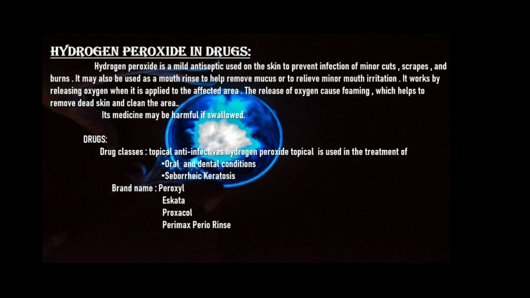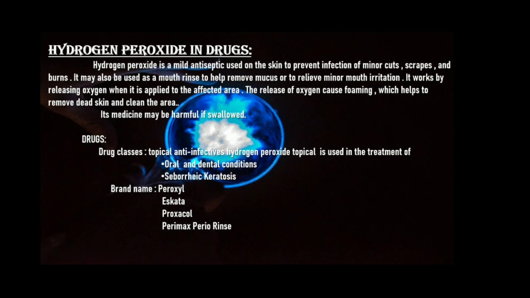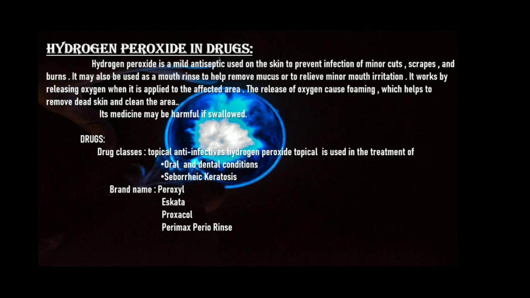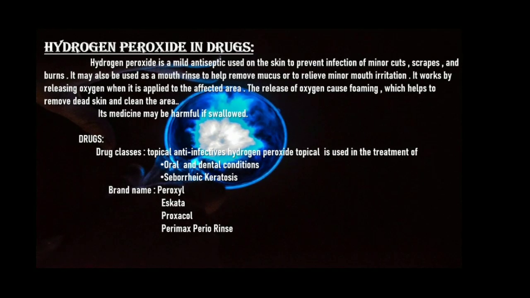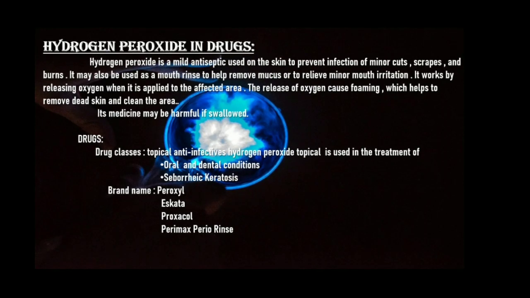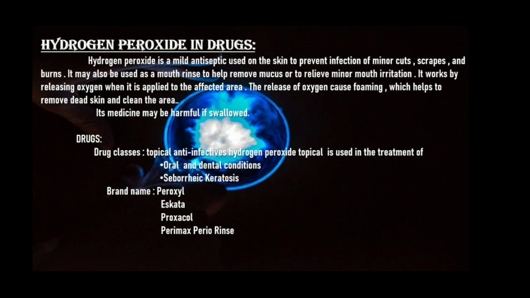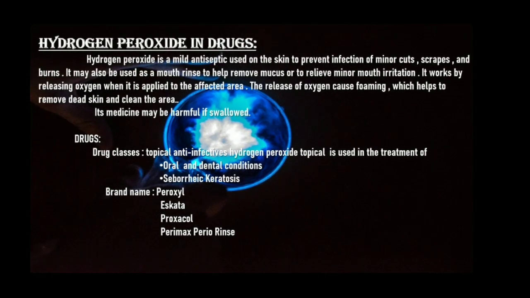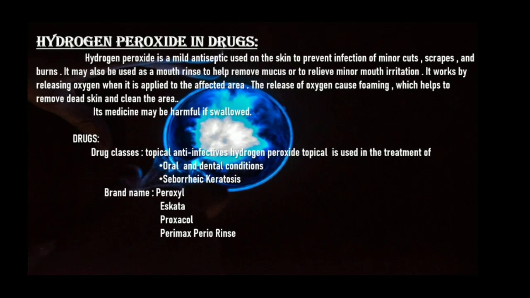Let us study the importance of hydrogen peroxide in the field of drugs. Hydrogen peroxide is a mild antiseptic used on the skin to prevent infection of minor cuts, scrapes, and burns. It may be used as a mouth rinse to help remove mucus or to relieve minor mouth irritations. It works by releasing oxygen when it is applied to an affected area. The release of oxygen causes foaming, which helps to remove dead skin and clean the area.